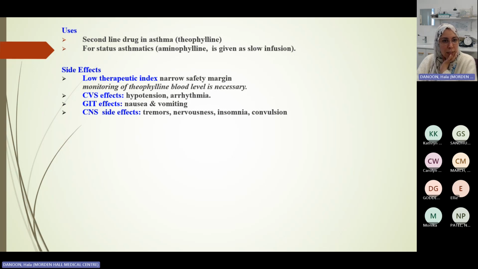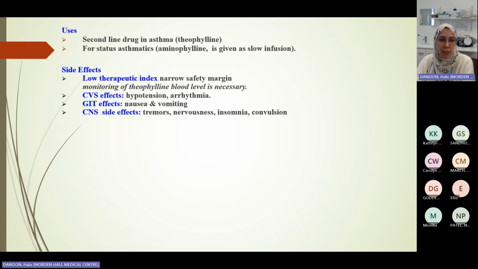It is used, it says, as a second line, but it's not really a second line. I would say it is the fourth step in the management of asthma in accordance with the PDS management guidelines. It is initiated in secondary care. For status asthmaticus, it can be given as a slow infusion in hospital to help control the symptoms.